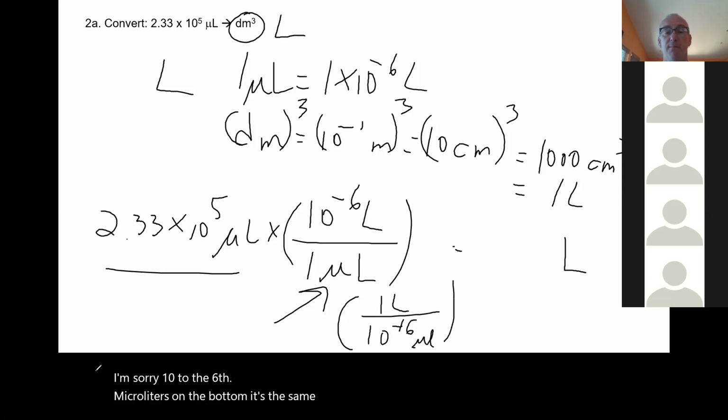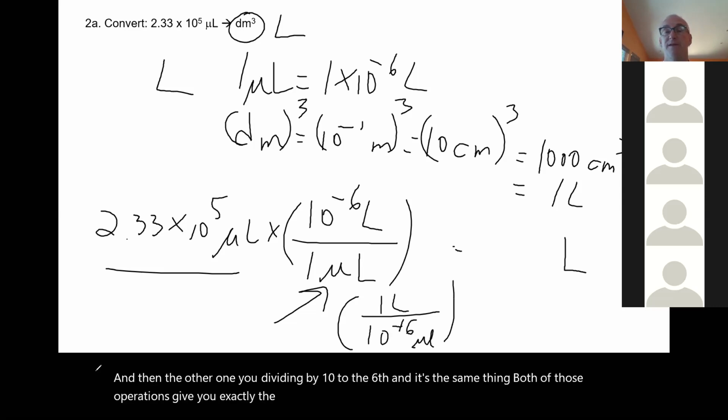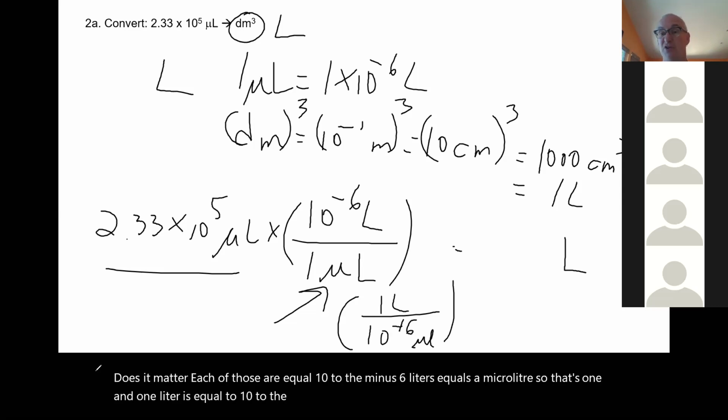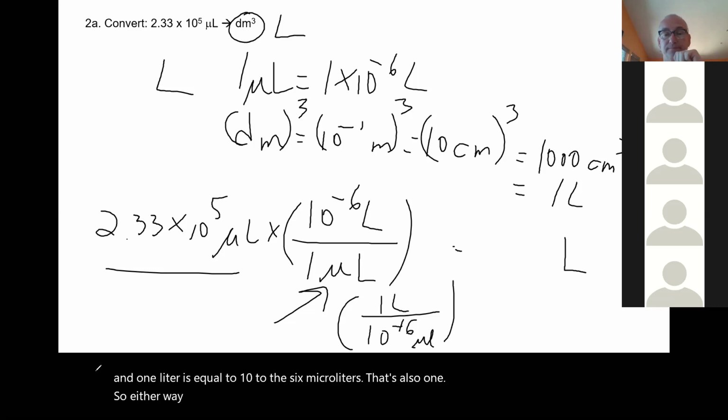So in one, you're multiplying by 10 to the minus 6. And on the other one, you're dividing by 10 to the 6th. Both of those operations give you exactly the same answer, so it's either way you want to do it. Each of those is equal. 10 to the minus 6 liters equals a microliter, so that's 1. And 1 liter is equal to 10 to the 6 microliters. That's also 1. So either way, you're multiplying by 1.